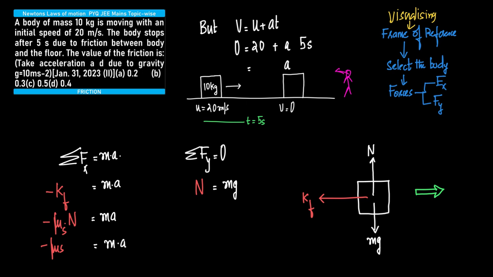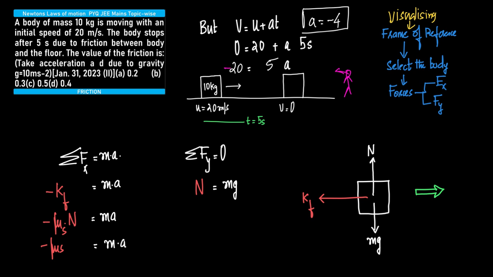Now, by the velocity-time relationship, we have v equal to u plus at. Final velocity is 0, initial velocity is 20, a is not given, time is given to us as 5 seconds. Therefore, 5a is equal to minus 20, and therefore what would be the value of a? a would be equal to minus 4, right?